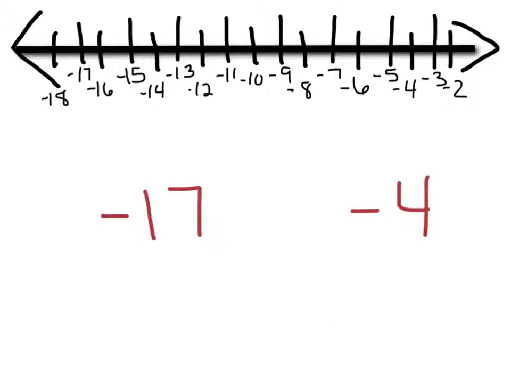For instance, -17 is smaller than -4. So if I were to put a less than or greater than sign, I would put a less than, because the 17 is actually further to the left than the -4, which means it's smaller. Sometimes it helps to think of this in terms of temperature. So -17 is colder than -4.